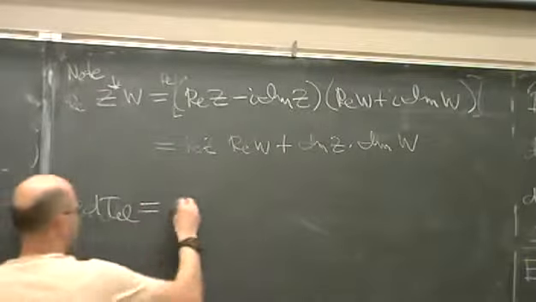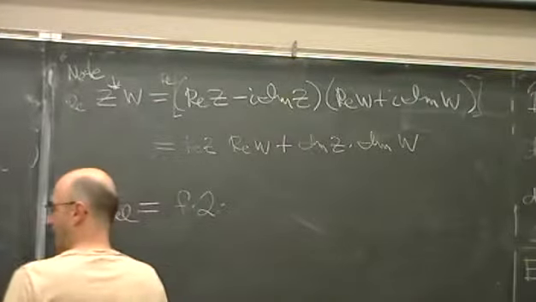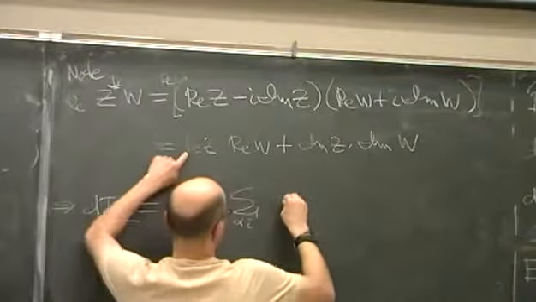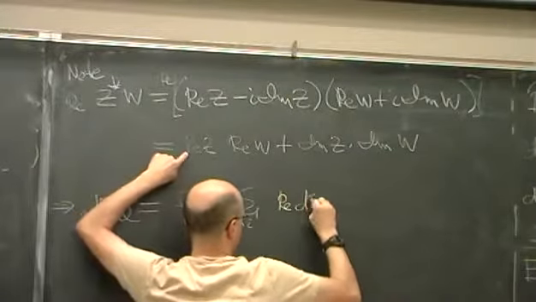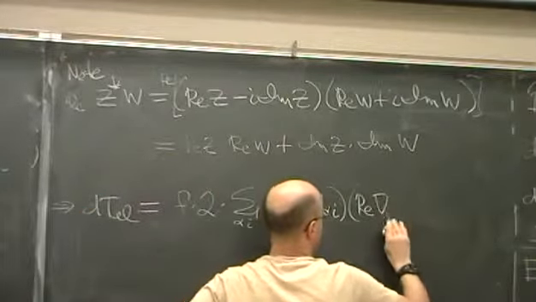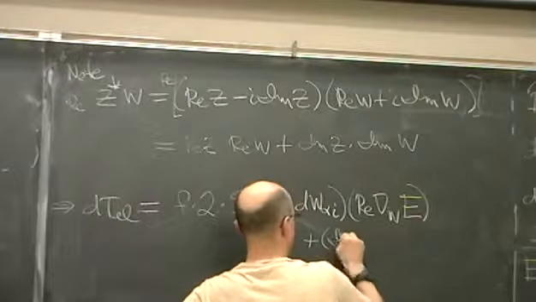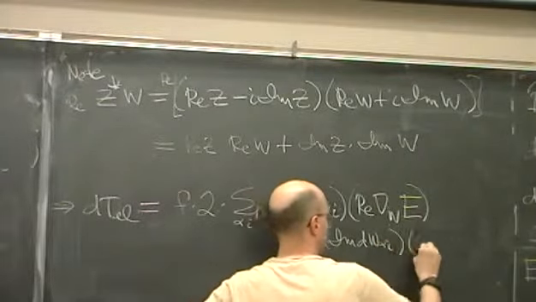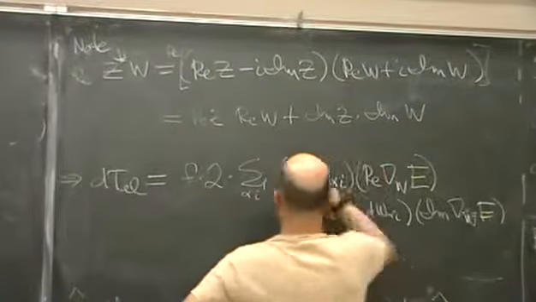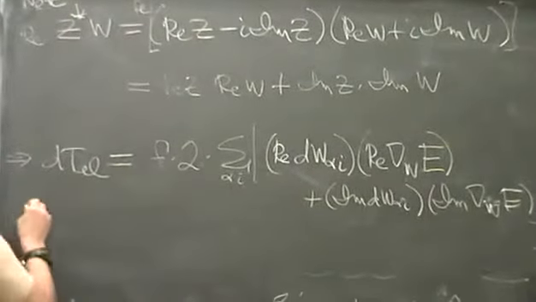Based on that, that tells me that the differential of my kinetic energy is going to be, well, there's this overall prefactor, which is a factor of 2, and then I'm summing over all alpha and i, and that real part then gives me the real part of the differential of W alpha i times the real part of this gradient thing plus the imaginary part of dW alpha i times the imaginary part of this gradient thing. Like so.